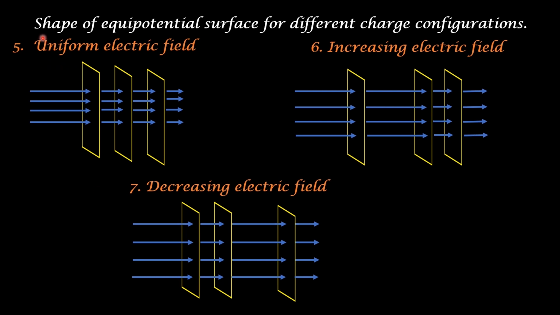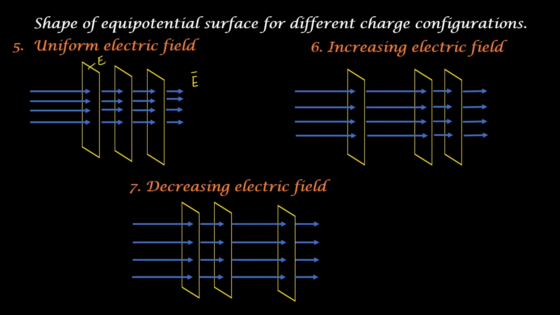First, we will take up the shape of equipotential surfaces in a uniform electric field. Uniform electric field means the magnitude of the electric field is the same everywhere. It is not changing. That means the potential also is not changing. So when we show the equipotential surfaces, they should be perpendicular to the electric field. We say the electric field is perpendicular to the equipotential surface, but the other way also is right. That is, the equipotential surface is perpendicular to the electric field lines.